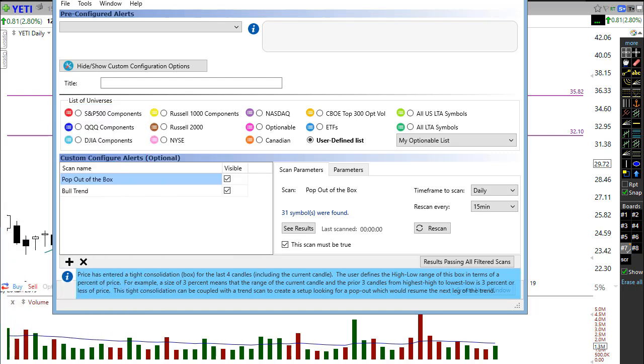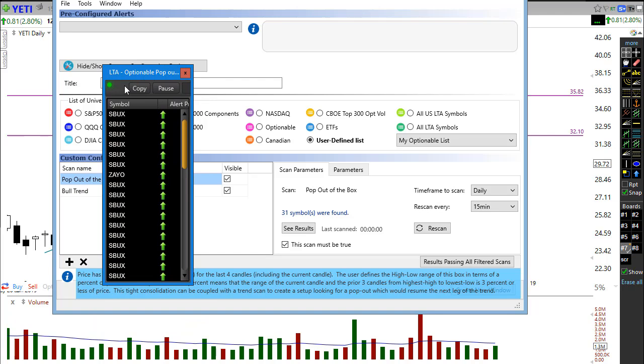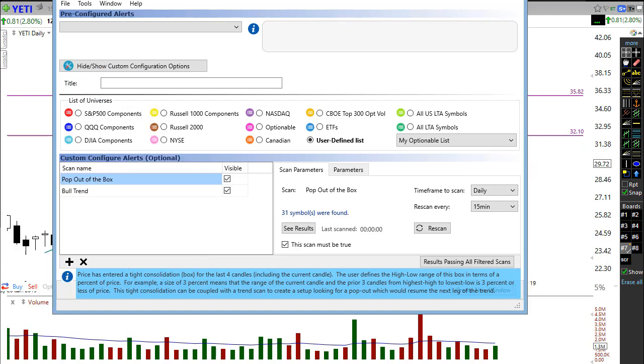Here's how my pop out of the box on my optionable list, which is a list of stocks that I know have good quality options. And you can see it was registering Starbucks a lot today. Starbucks, Verizon, ABT. These are stocks that are alerting for the pattern right now. You saw Bob S. took the trade in Starbucks today.